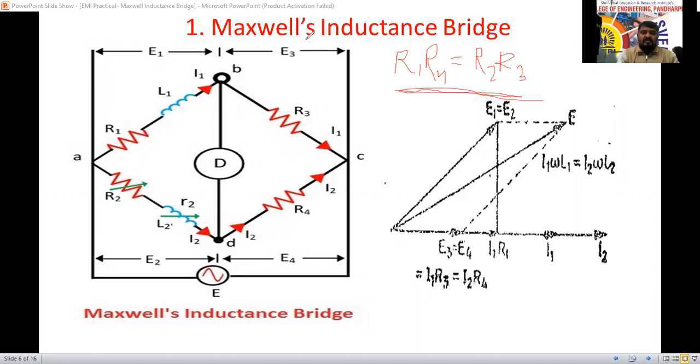This Maxwell bridge is the advanced form of the Wheatstone bridge. The Wheatstone bridge has only resistances, but here we have both resistance and inductance. So instead of R, for the combination of resistance and inductance, what will we call that?